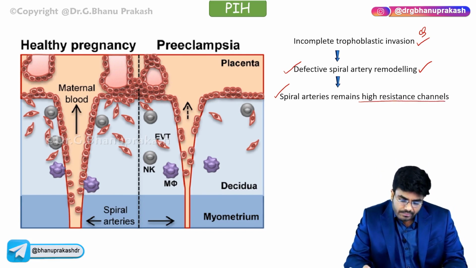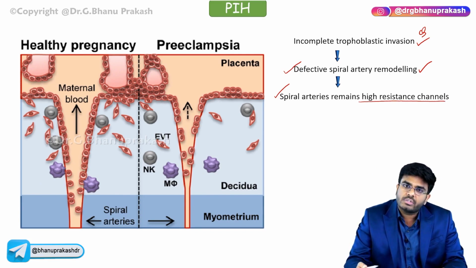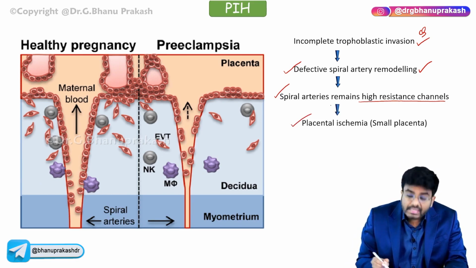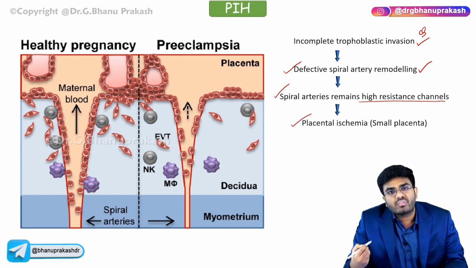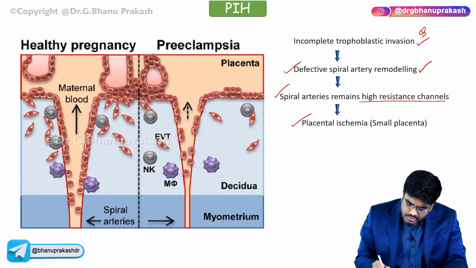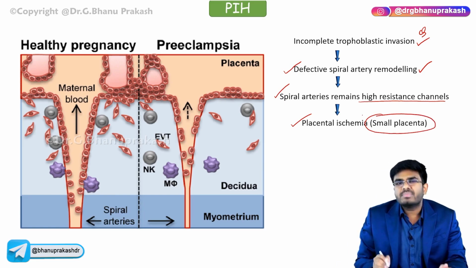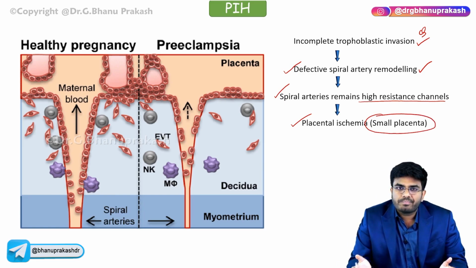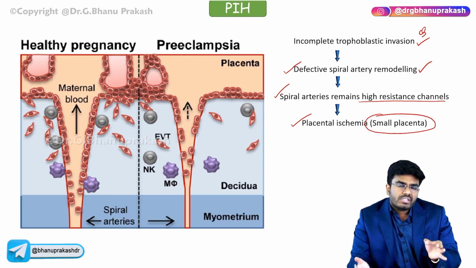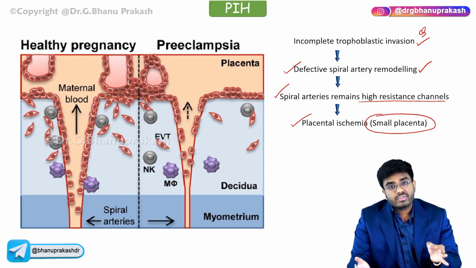If they are high resistant channels, do you think that a good amount of blood is going to come to the placenta? Definitely not. So that causes placental ischemia or placental insufficiency. No good amount of blood is coming there. Usually the placental size will become small and pale in color. There is insufficiency of blood that's coming here, and there is ischemia.